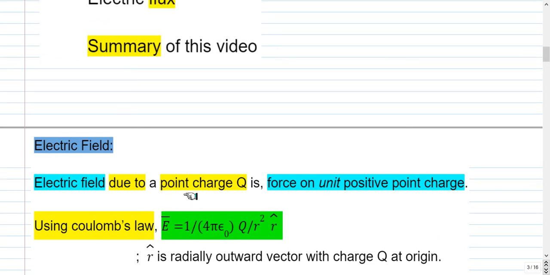Electric field due to a point charge Q is the force on a unit positive point charge. So using Coulomb's law, we can get this force as 1 by 4 pi epsilon naught Q into 1 divided by R square, where R is the distance between the charge capital Q and the unit positive charge, and the direction is radially outward from the source charge Q.